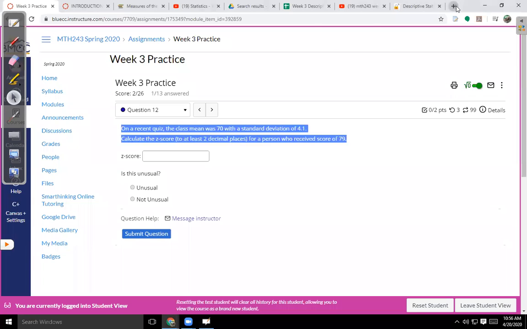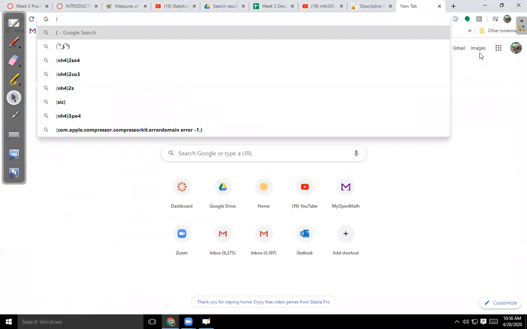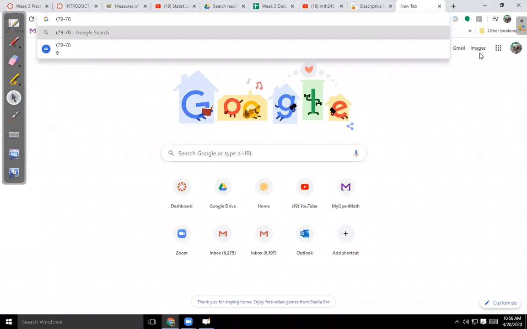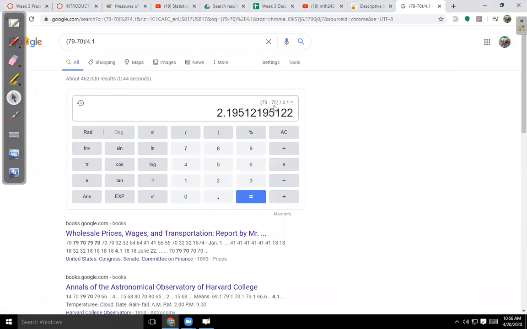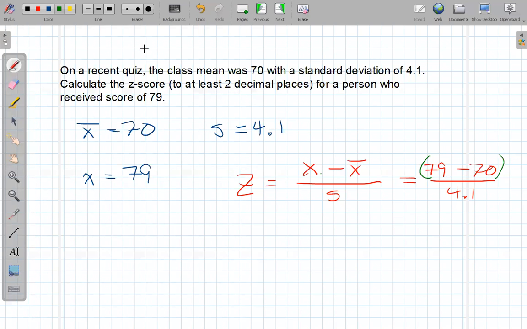So calculator, let's just use this one, parentheses 79 minus 70, close parentheses, divide by 4.1. Google wrapped up nice there, to 2 decimal places. That 5 rounds the 19 to a 20, so 2.20 should be the answer here. So this person has a z-score of about 2.20 to 2 decimal places. Notice that that is bigger than 2 standard deviations because a z-score counts standard deviations. So this person is unusually high for their score.